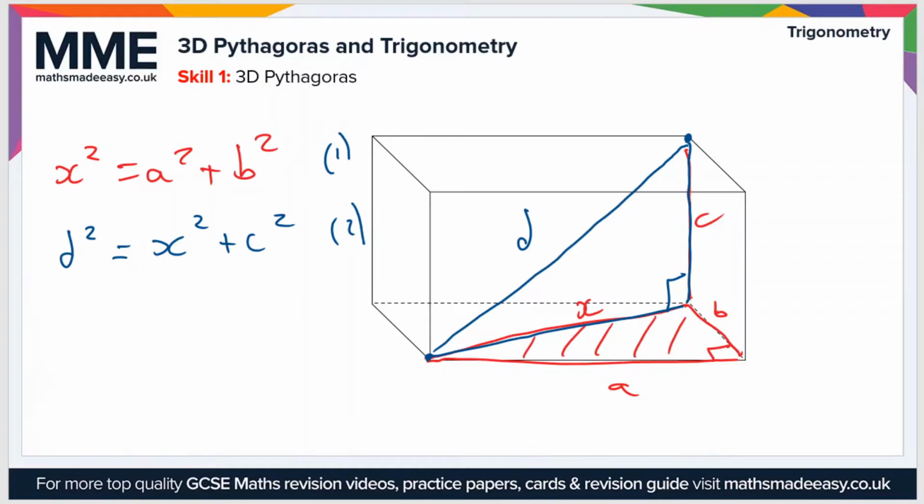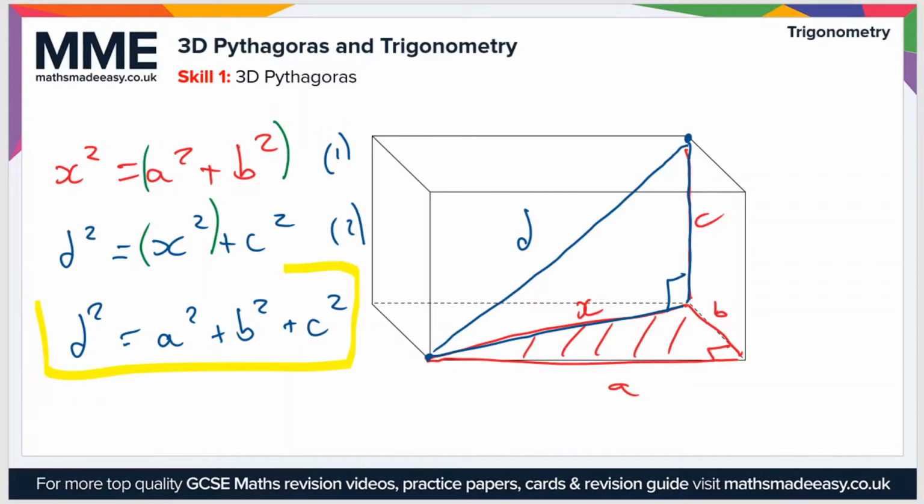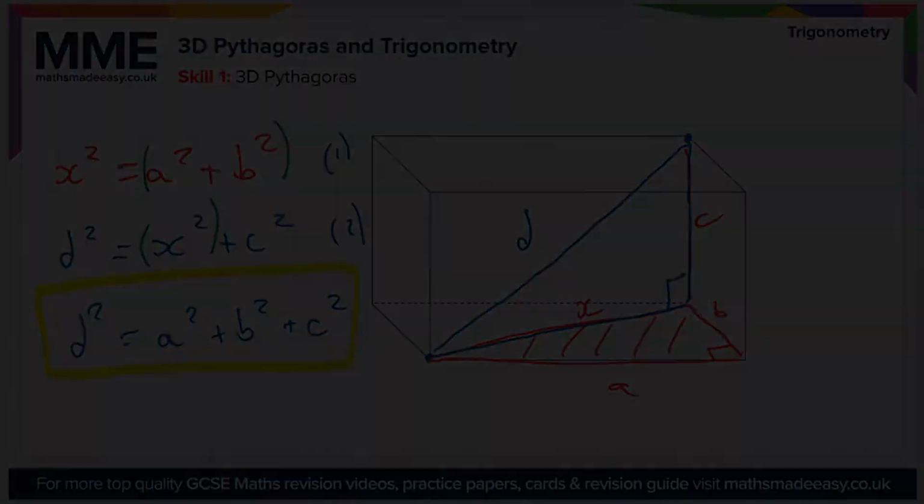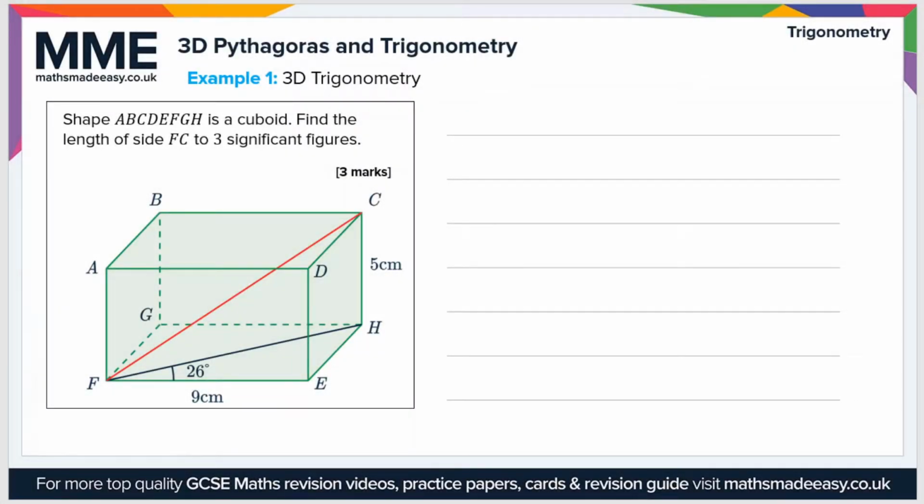So if we substitute the expression for x squared, so that's this part here in equation 1, into equation 2, so we put the first part into the second part, then we get d squared equals a squared plus b squared plus c squared. So we can use this expression, d squared equals a squared plus b squared plus c squared, to find the length of any line in 3 dimensions when we know each component. So let's take a look at an example question now.